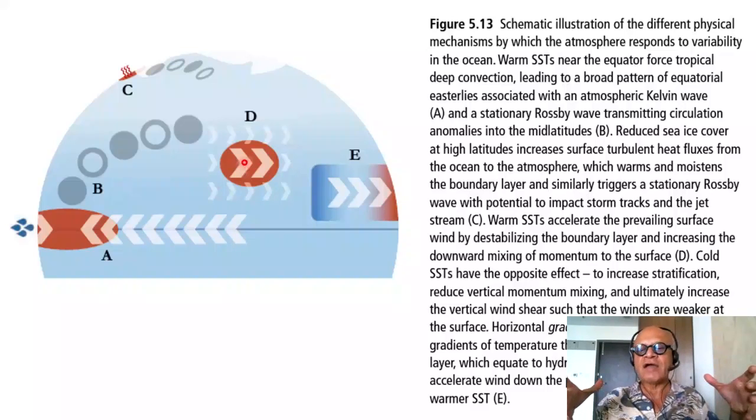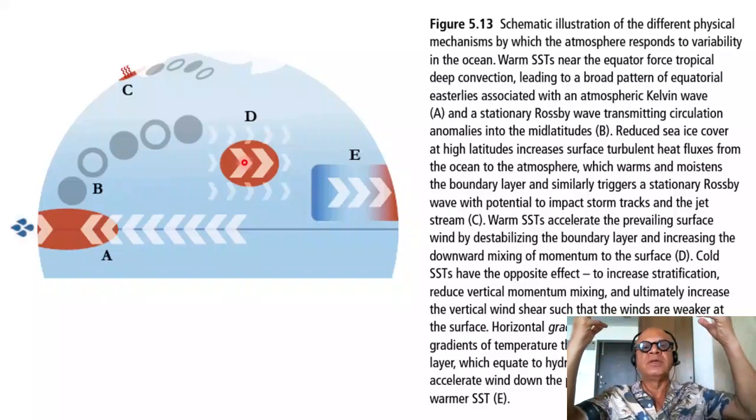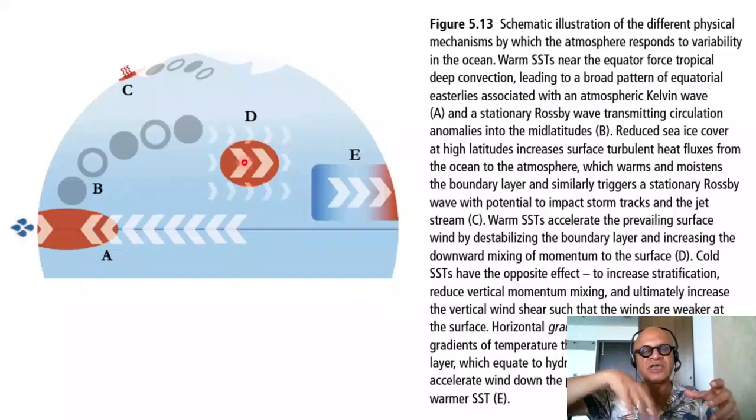So when you have warm SSTs, sea surface pressure by hydrostatic balance, let's say, decreases, which creates this mechanism of downward entrainment of momentum from the upper atmosphere and affects the surface winds.